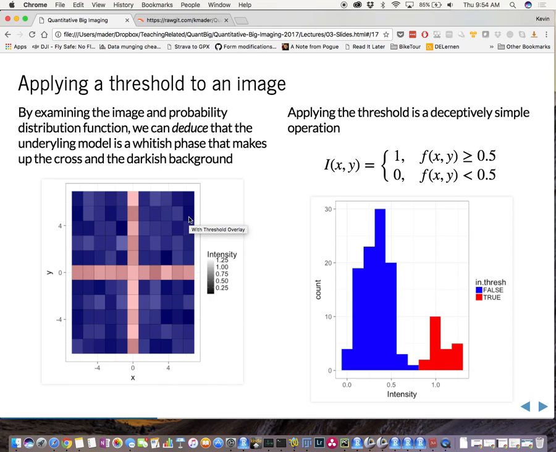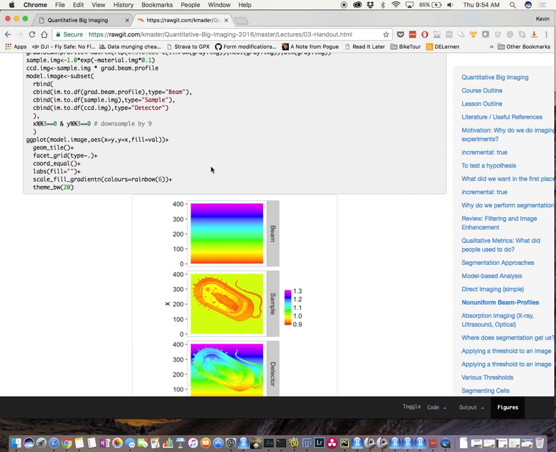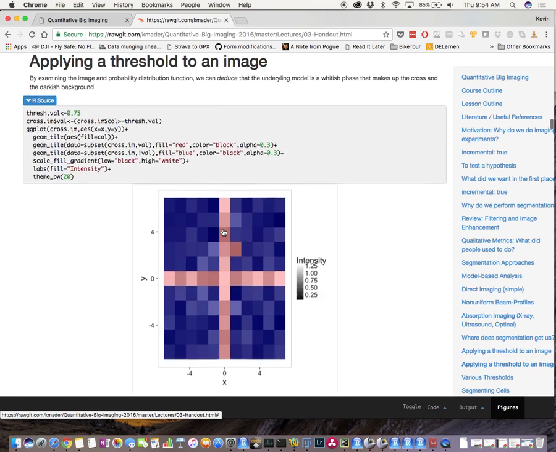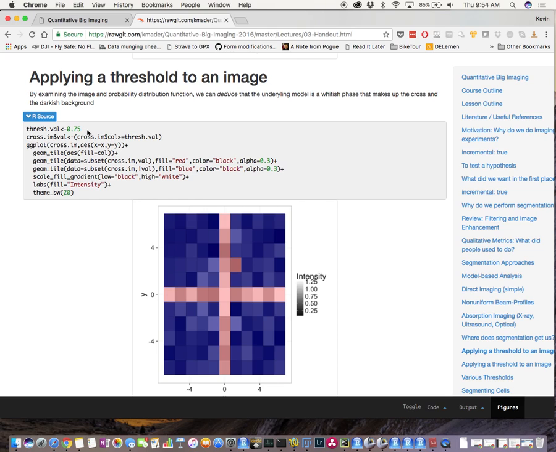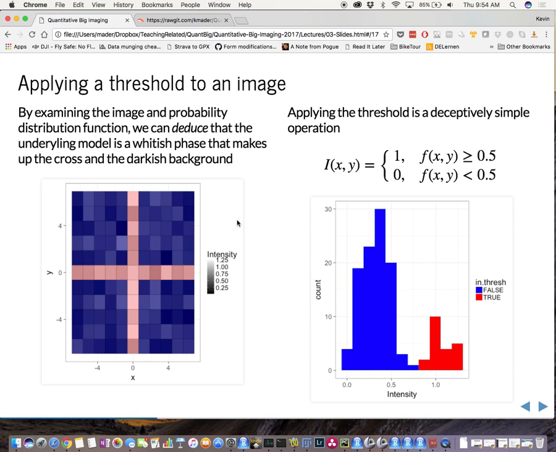Yeah? Should this not be above and below 0.75? Probably, that's quite easy to check. The thresh value is 0.75, so the slide should be corrected. So it's 0.75 that we're looking at there, and that's the cutoff value between these two phases.